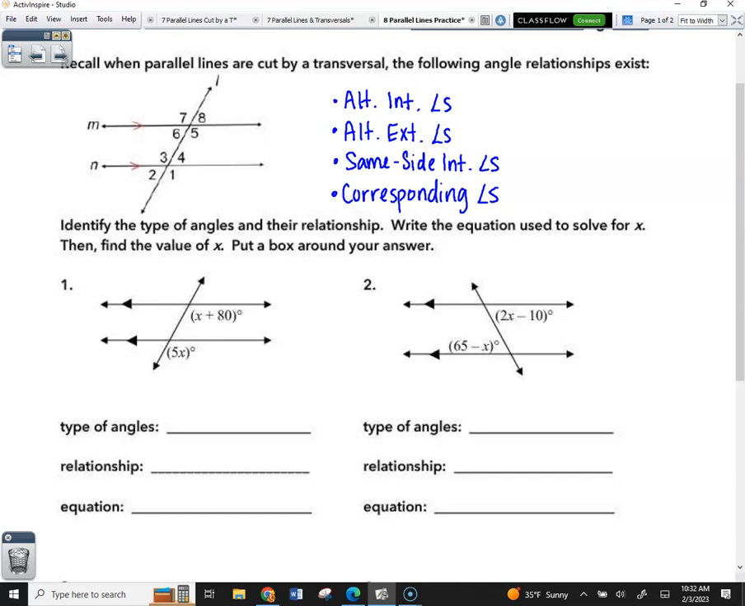What is the only one that adds to 180? Careful. The same side interior is the only one that adds to 180. So make a note, draw an arrow to yourself. This is the one that adds to equal 180. And then of course linear pair adds to 180, but y'all have already practiced that.